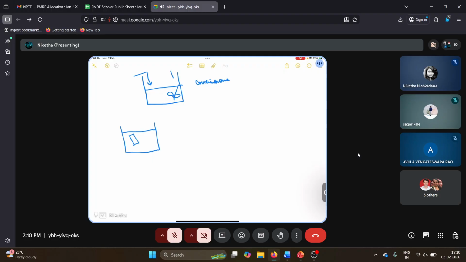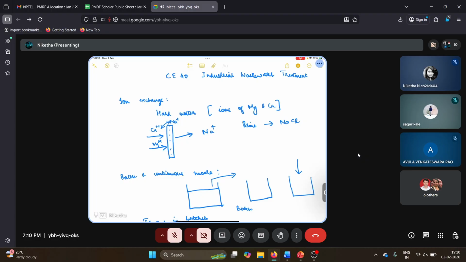When stirring takes place, whatever ions are present here will get exchanged with the ions in the water. So, this is a batch ion exchange process. In a continuous process, like I have shown here, continuously ions will be coming in, continuously the wastewater will be coming in and getting exchanged, and then there is a continuous outflow also. So, there is a continuous inflow and continuous outflow.